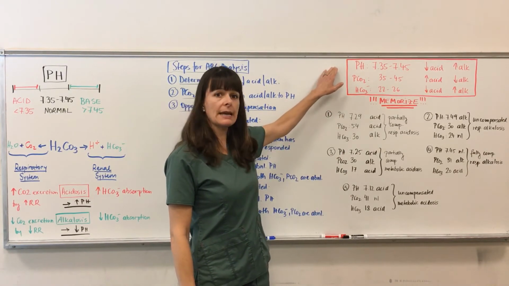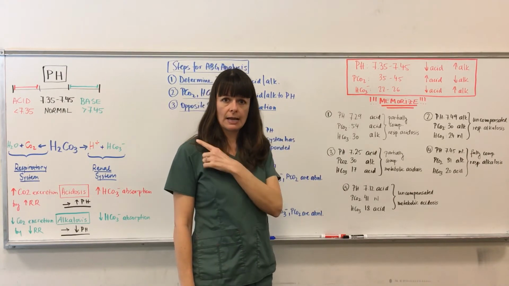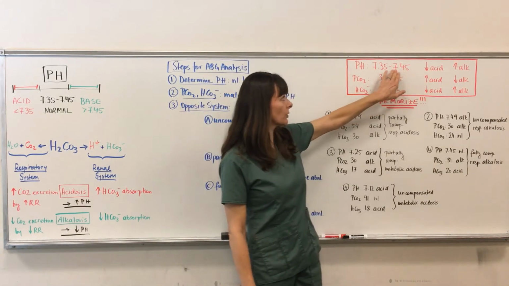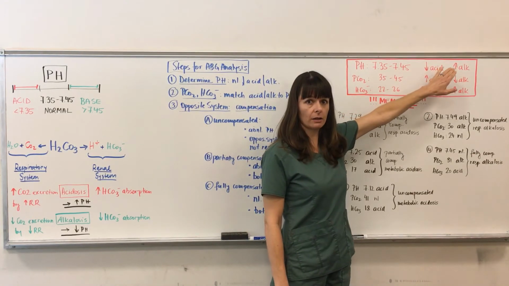First of all, pH, normal value, 7.35 to 7.45, as we've just discussed over here. If it's lower than 7.35, it's an acidotic state. If it's higher, it's an alkaline state.